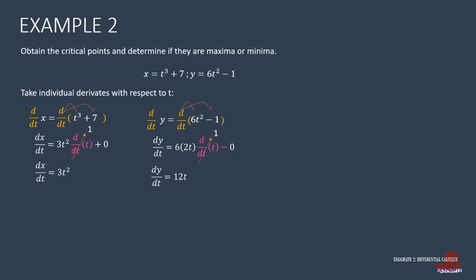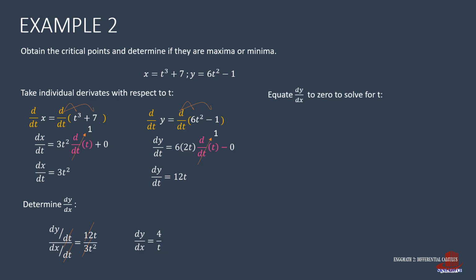With these two parametric derivatives, take the ratio, making dy over dt upon dx over dt. That is 12t upon 3t squared. The dt's cancel out, and 12 and 3 are also reduced, bringing about dy over dx of 4 over t. After identifying dy over dx, we equate the slope to 0, thereby having t of 0.